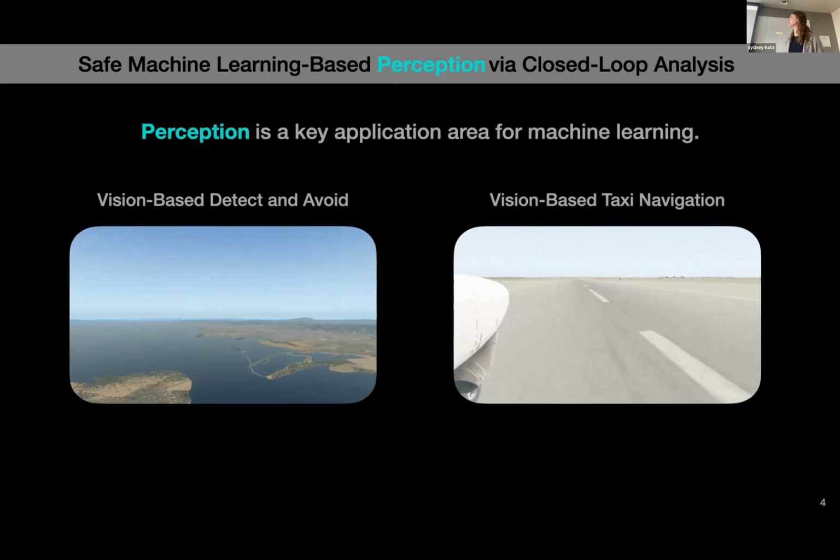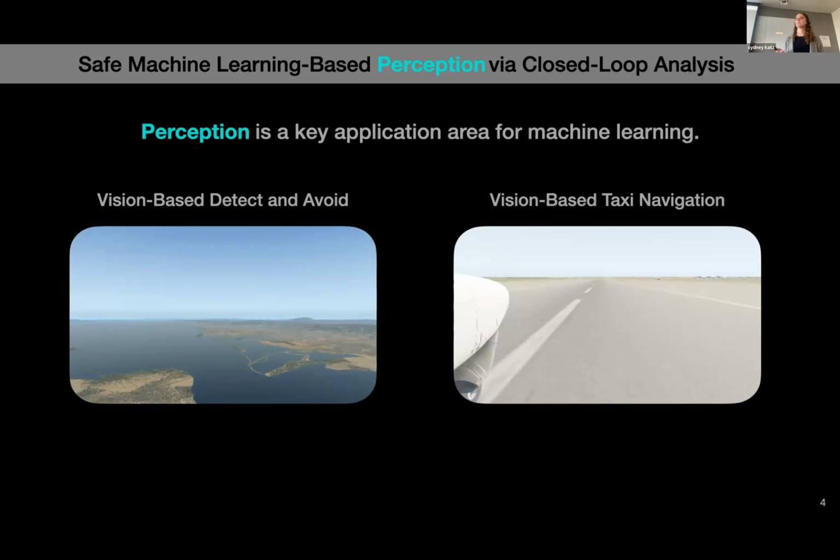Here's an example of two image-based perception systems that I've used as case studies in my research. They're both related to the aviation domain. On the left, we have an example of a vision-based aircraft detect and avoid system, where we assume that we have a camera that's mounted on the aircraft that's taking pictures of the surrounding sky.